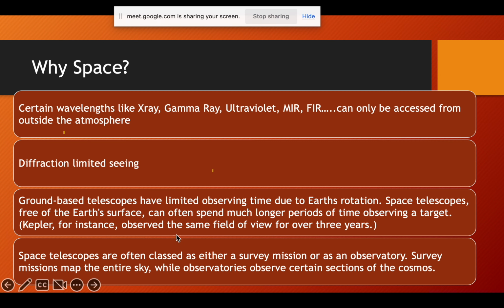Okay, and the other problem is that ground-based telescopes have limited observing time because of the Earth's rotation. What happens if you have your telescope out in space? The space telescope will let you observe irrespective of the time, date or night time. So you can actually have 24/7 observations if you have a space-based telescope, right?